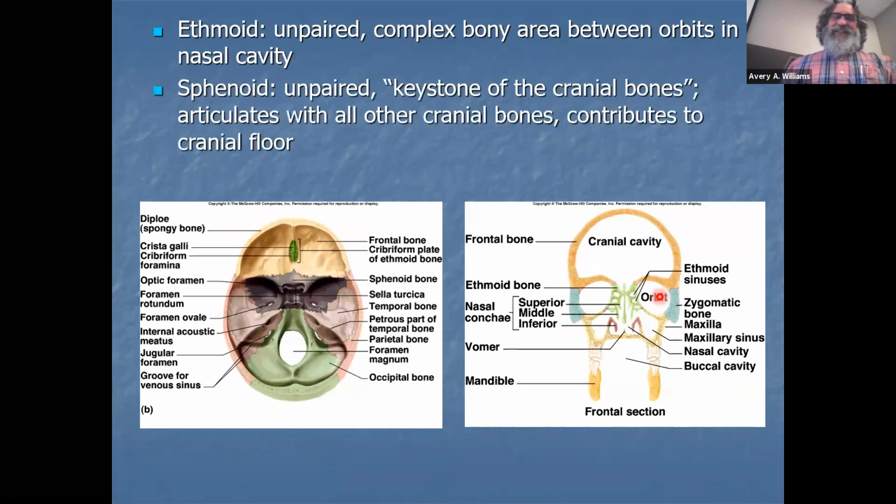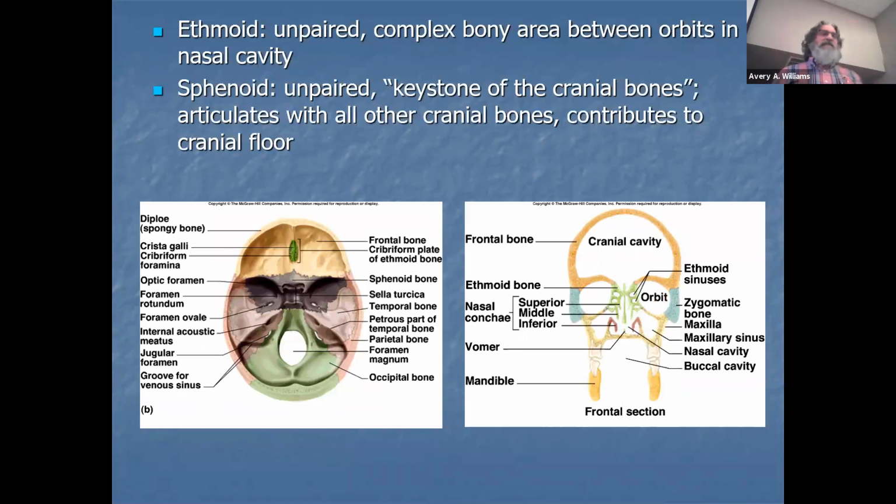So, ethmoid bone. And we'll look at it in my lab in more detail. But there it is. It's kind of hard to see, but I'll give you tips on how to view it, make it not so difficult. And then finally, with the cranial bones, the last cranial bone is the sphenoid bone.